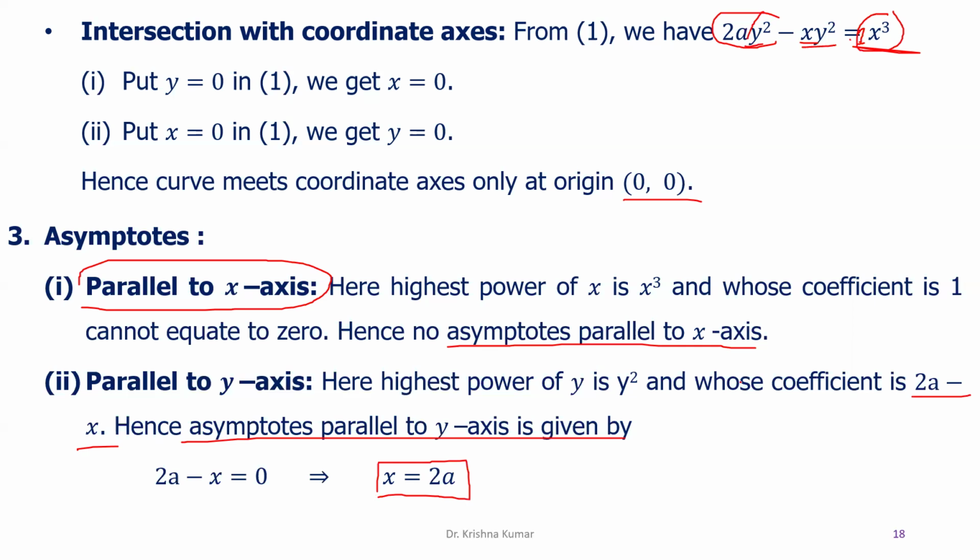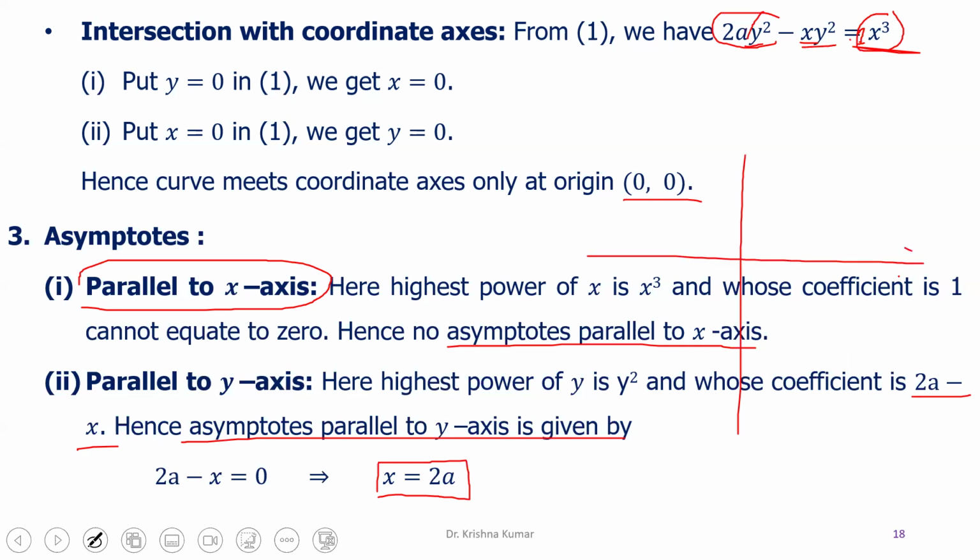Now we have the x-axis and the y-axis, and there are asymptotes. This is x equal to 0, and this is x equal to 2a. This is the asymptote parallel to the y-axis.